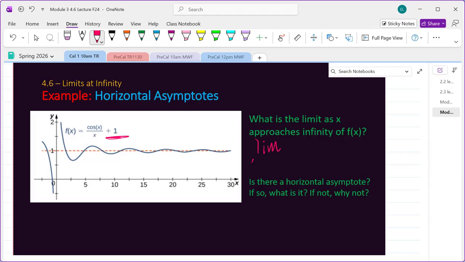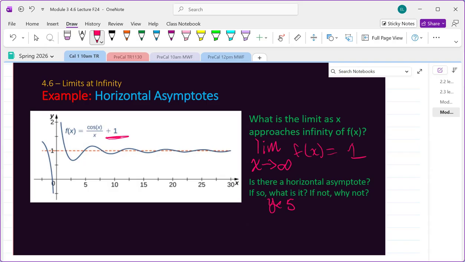So if we write this notationally, the limit as x approaches infinity of f of x, looking at our graph, equals 1. So since the limit as x approaches infinity is equal to a constant, then yes, there is a horizontal asymptote.